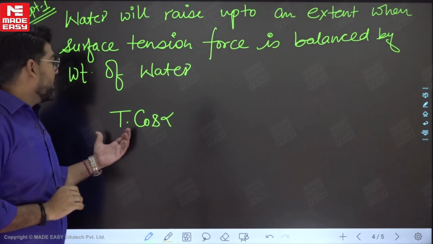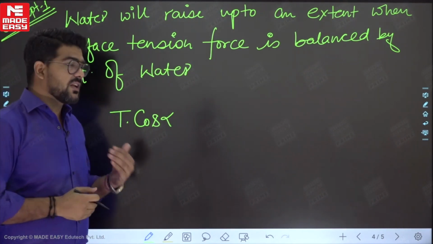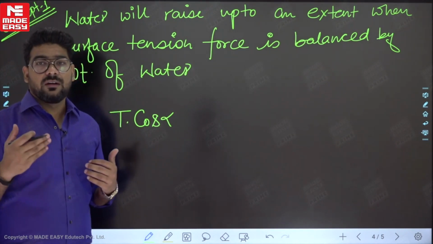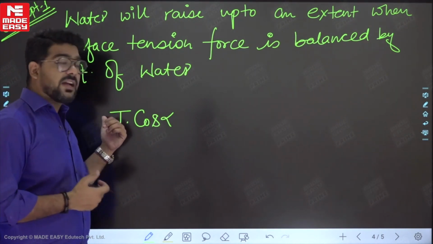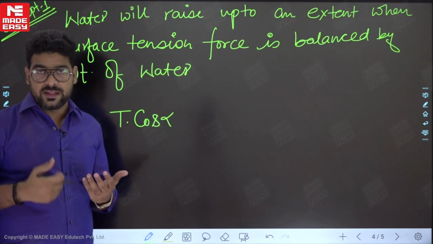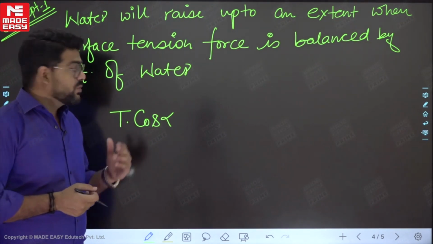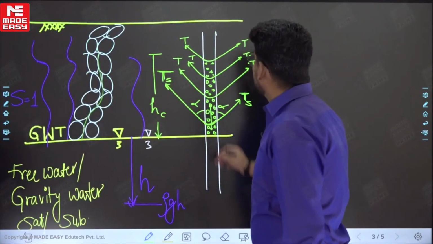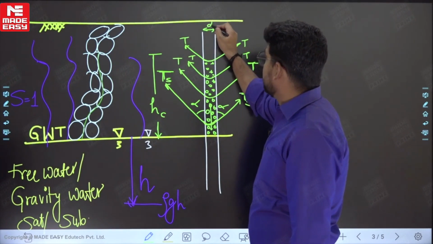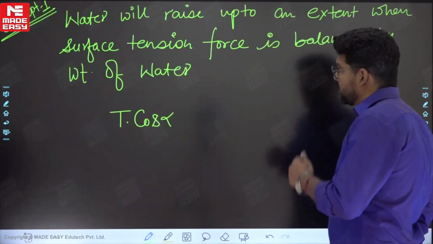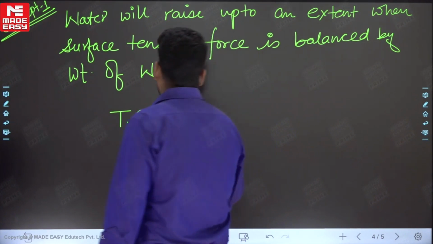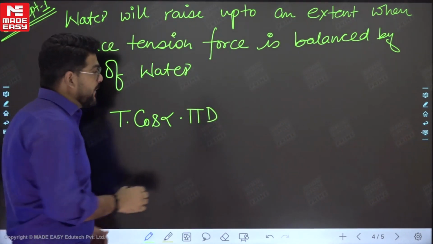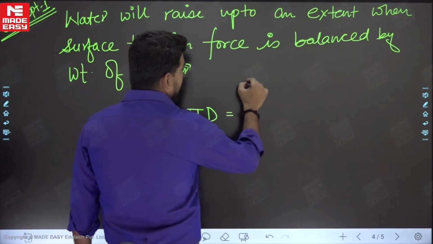But the point to be noted is that when we are taking surface tension, it is acting in the upward direction, and this is force per unit length. This is like Newton per meter. So if this is force per unit length, then we have to multiply it by the length. If the diameter of this tube is d, then the length over which this force is acting is pi d. This will be equivalent to the weight of water.